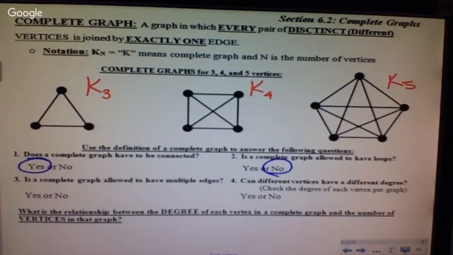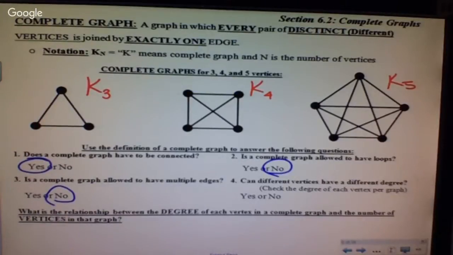Number 3 says, is a complete graph allowed to have multiple edges? Do you see multiple edges in any of these complete graphs? Remember, a multiple edge would be more than one line that connects 2 dots. So that's also a no.